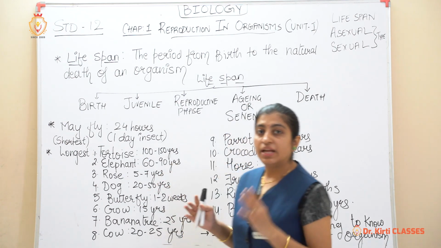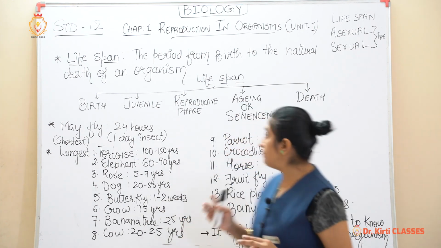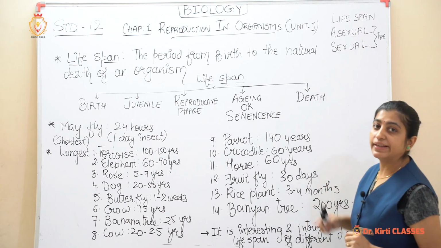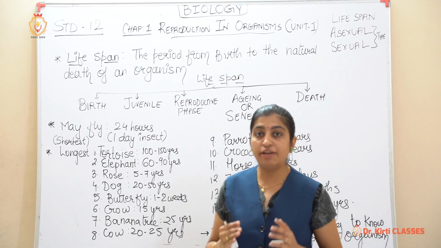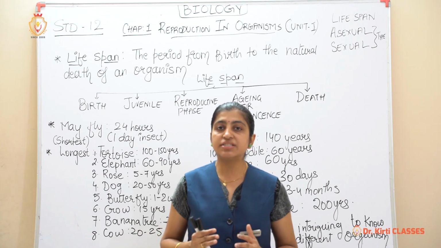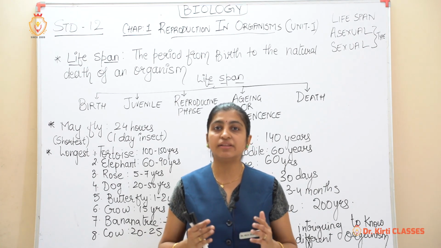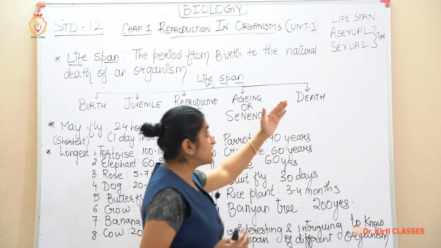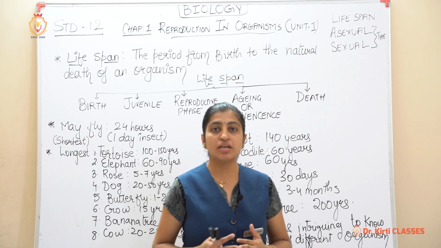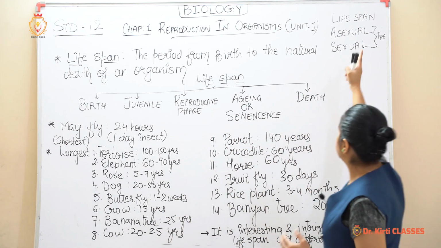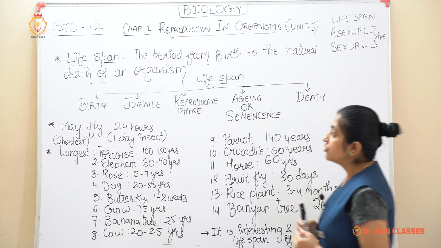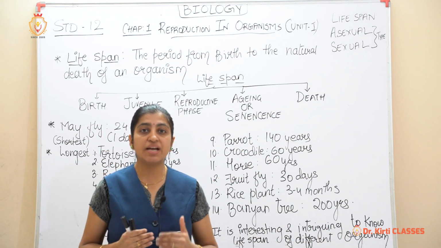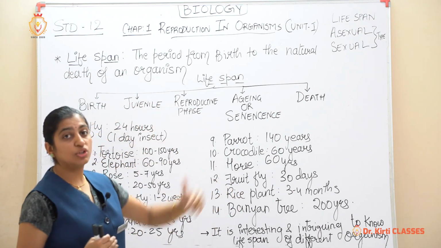In this chapter, there are mainly 3 main topics which we will see here one by one. Number 1 is the definition of lifespan, and we will see some organisms regarding their lifespan in years, in days and in months. Number 2, types of reproduction. It consists of 2 sections, that is asexual and sexual. So today we'll start with the first introduction part of the chapter, that is reproduction in the organism.